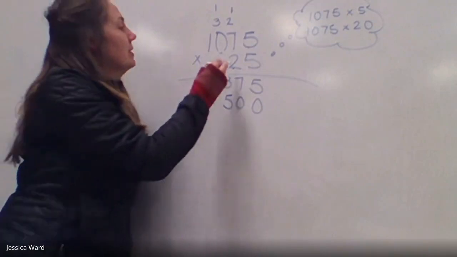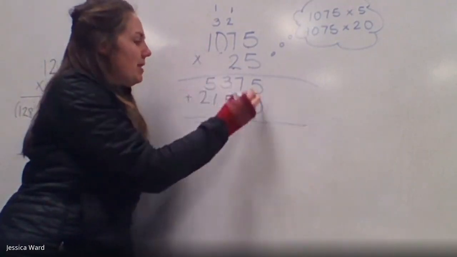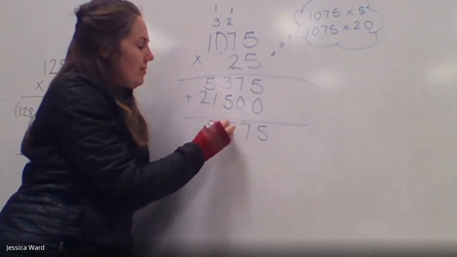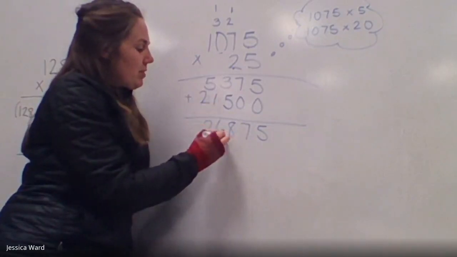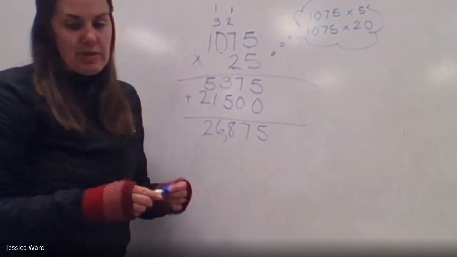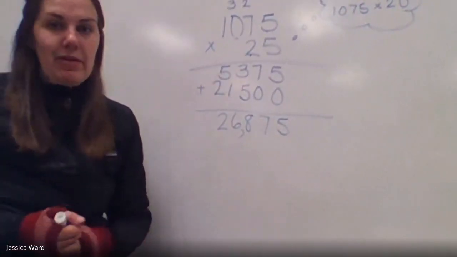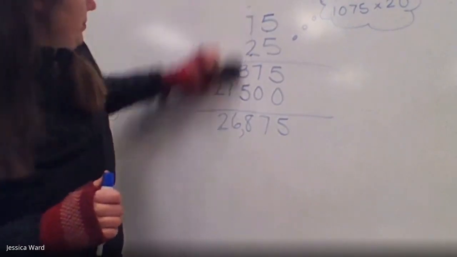Okay, so far it looks good. And 2 times 1 is 2. So now I'm going to add them up. 5 and 0, 7 and 0, 3 and 5, 5 and 1, and 2. For a total answer of 26,875 markers that they have in stock. Okay, number 9.